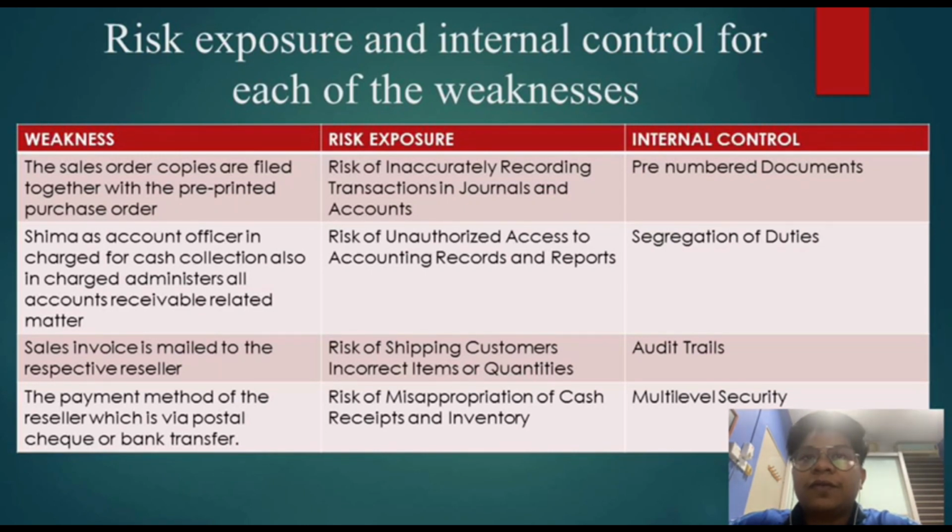Alright, for the last weakness that I found, it is the payment method of the reseller, which is via postal check or bank transfer. So the risk exposure here is the risk of misappropriation of cash receipts and inventory. By using the postal check, it might encounter the check going missing while being sent to the company itself. Therefore, instead of postal check, they can use a check that is sent by hand from the reseller to avoid loss and also the misappropriation of the cash receipts if the check does not arrive safely. Next, bank transfer is a good way to handle cash receipts, but it will be hard to record cash receipts appropriately because the company needs to always synchronize the bank account with the cash in hand. Therefore, cash by hand is the most appropriate way to handle cash receipts instead of bank transfer.